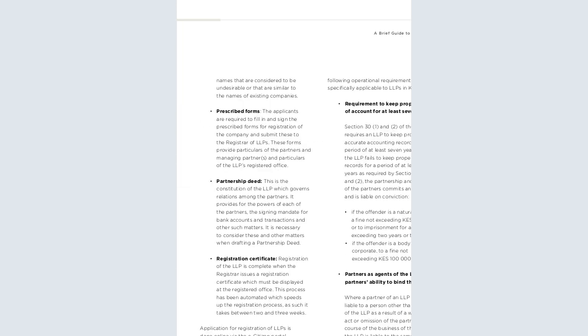Steps taken in the registration of a limited liability partnership. So that is another type of company. First, the name reservation. An application is made to reserve the proposed name with the registrar. The registrar has the right to reject the names that are considered to be undesirable or that are similar to the names of existing companies.